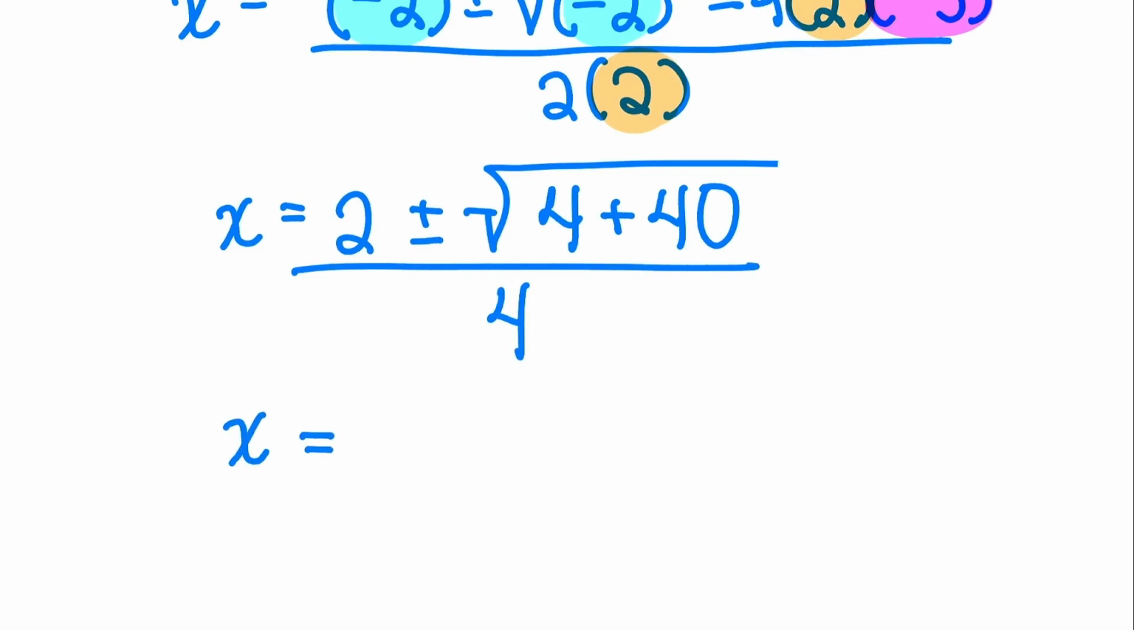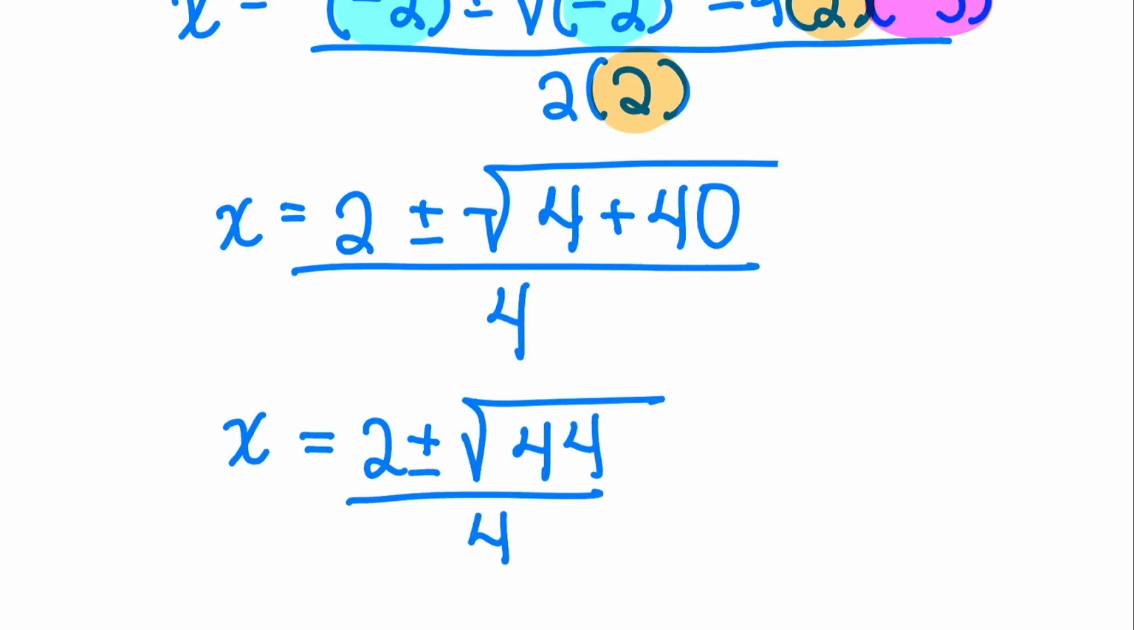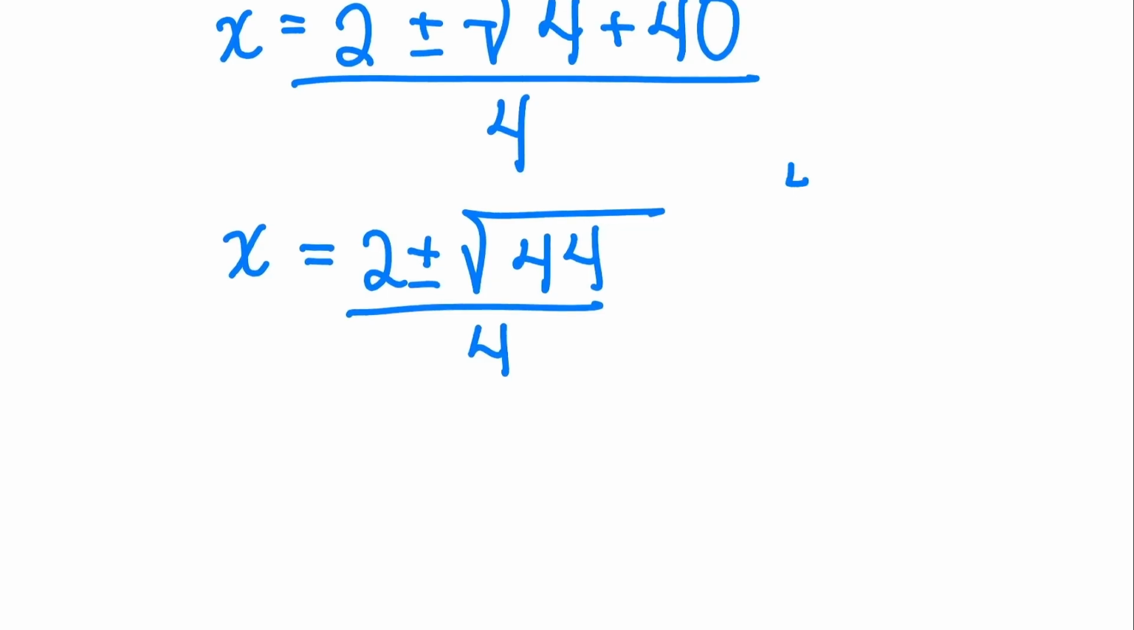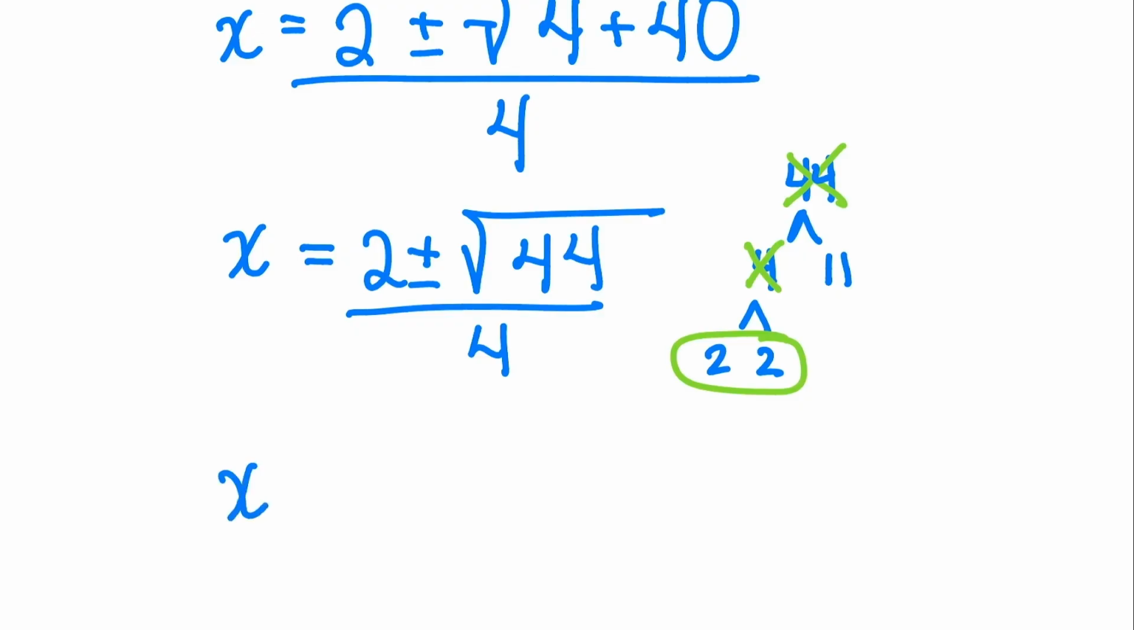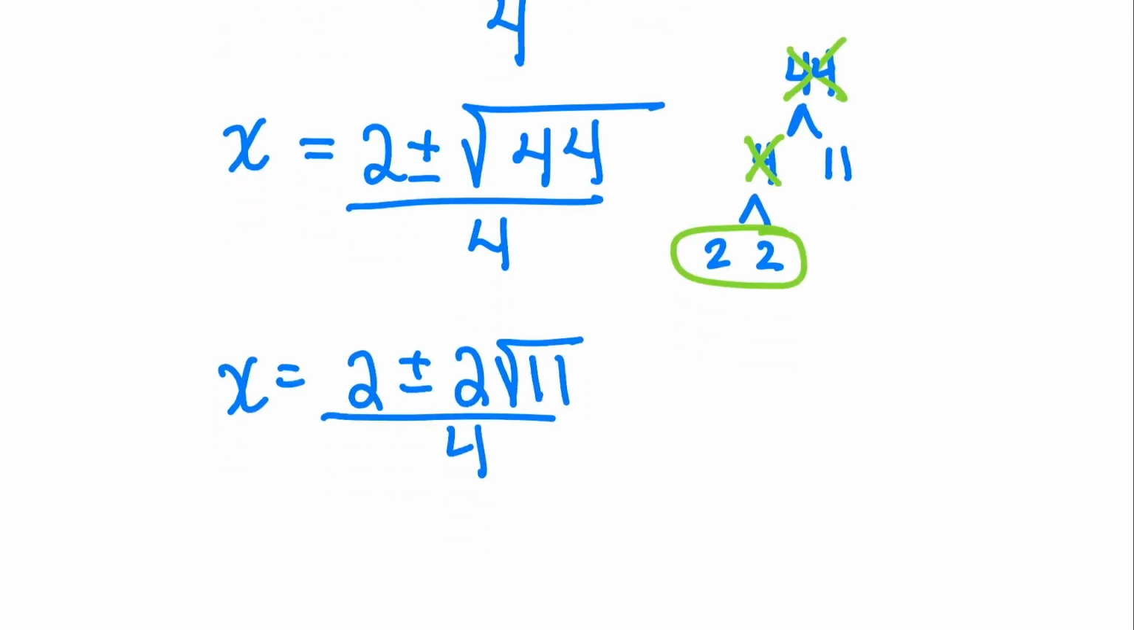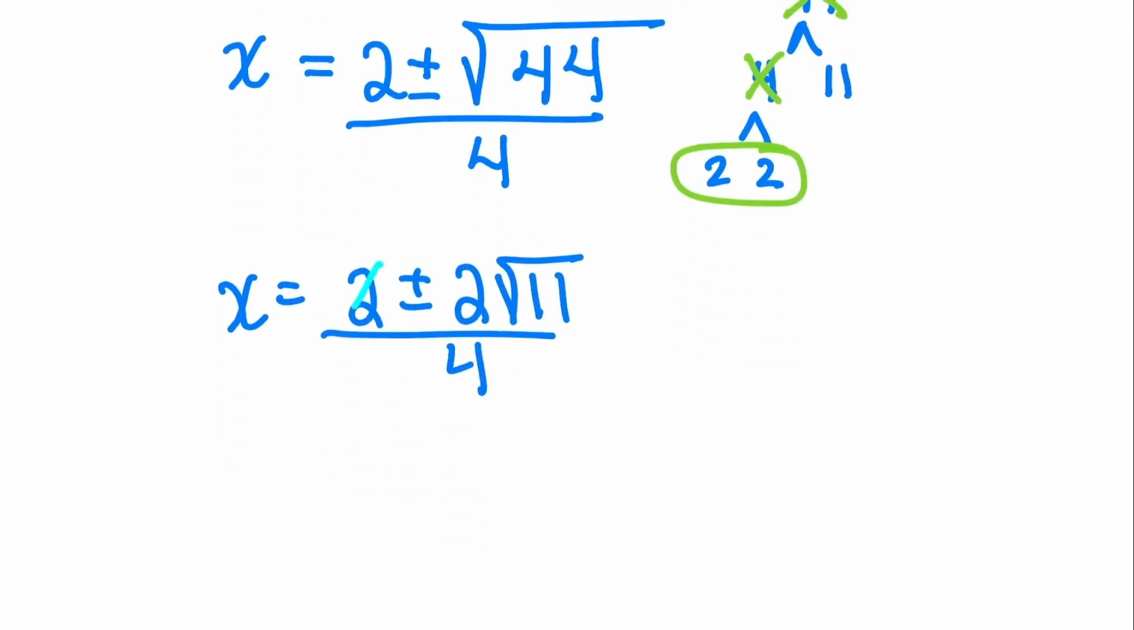So x equals 2 plus or minus the square root of 44 over 4. We can simplify this just a little bit. If we do a factor tree for 44, we're going to have 4 times 11 and 2 times 2. We can cross out the numbers above, and we have a pair of 2's that are going to be able to come out of the radical. So x is going to be equal to 2 plus or minus 2 radical 11 over 4. We're almost done. All of the coefficients and numbers out front are all divisible by 2. So when we divide them all by 2, this is what we're going to get for our final answer.